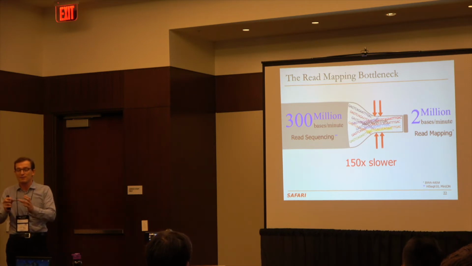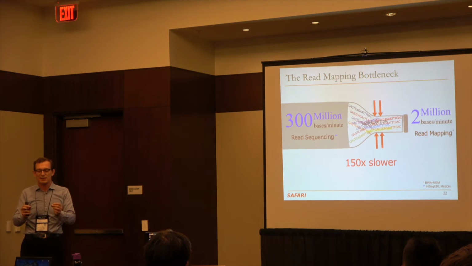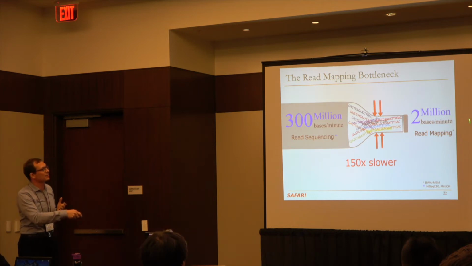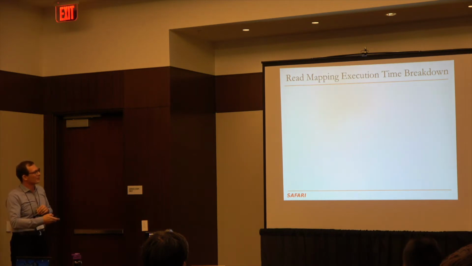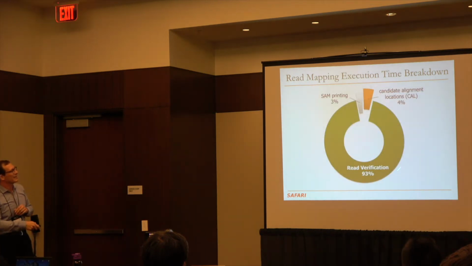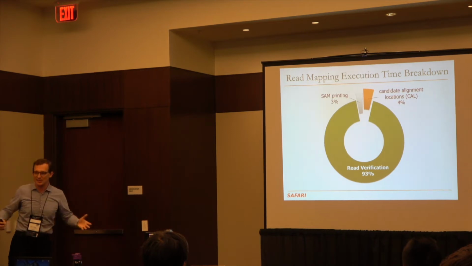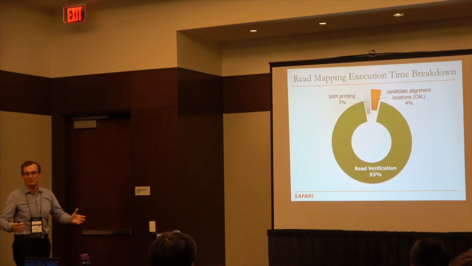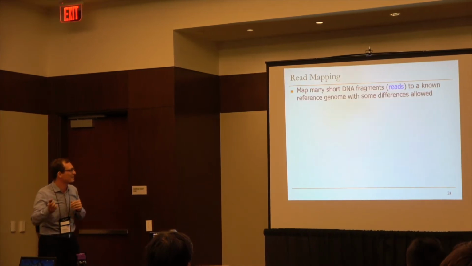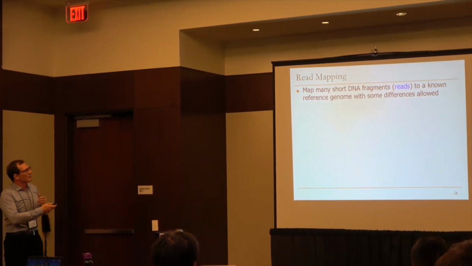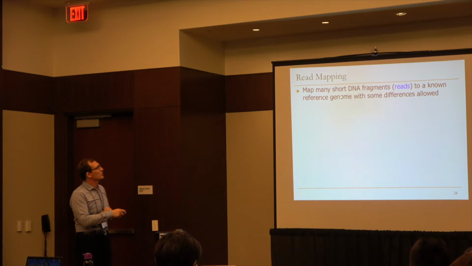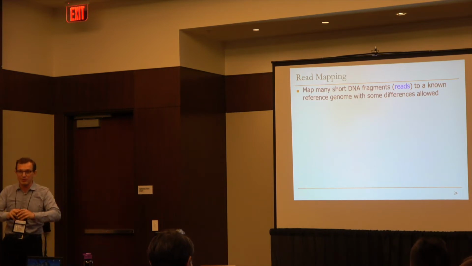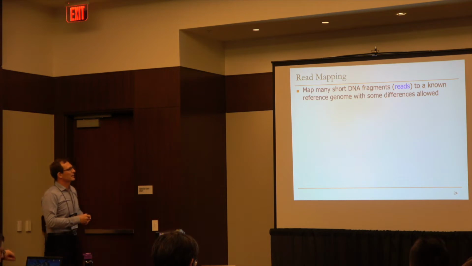If you want to, for example, find not exact matches, but matches that are significantly different from a reference genome, then the complexity actually increases. We'll talk about that. So before I go into a lot of that detail, let me give you the problem. If you look at the execution time breakdown of that read mapping, most of it is spent on read verification, which is edit distance computation, read alignment. I'm going to go over that again, but other people went over that. So the problem at hand is we have many short DNA fragments, I'll call them reads. We want to map them to a known reference genome with some differences allowed so that we can construct what we have at hand.